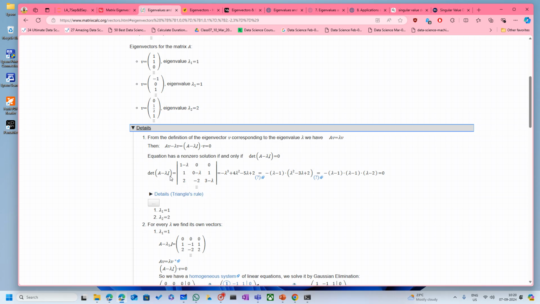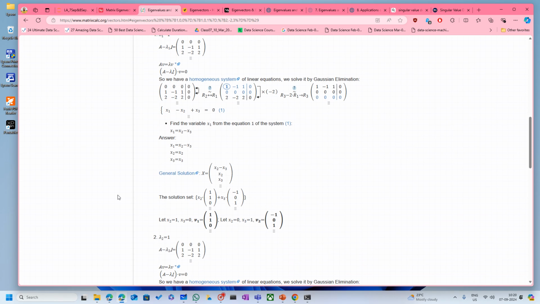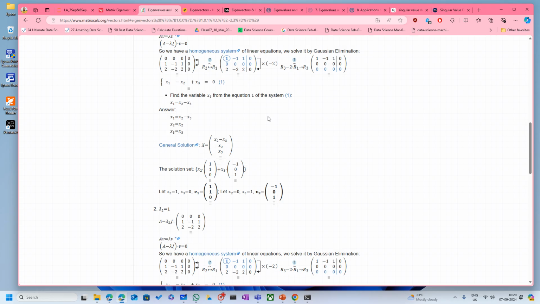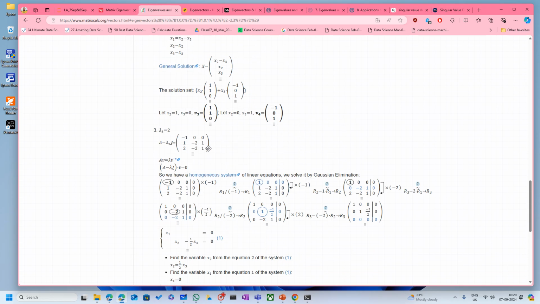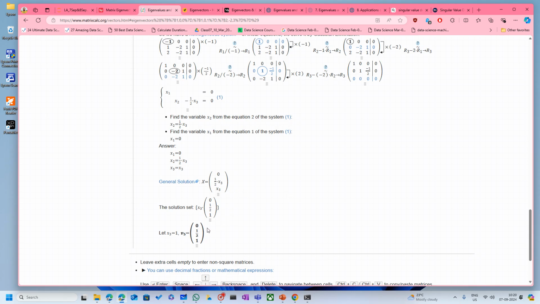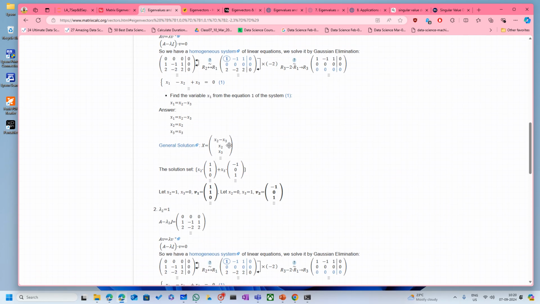Determinant of A minus lambda I is being calculated. Ultimately you will get 0 only. We will have to check why in our case it's not giving 0, but anyway. If you notice the calculations, there are too many calculations, so finally you will get these results.